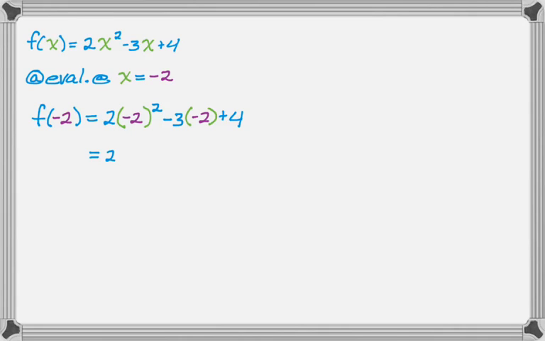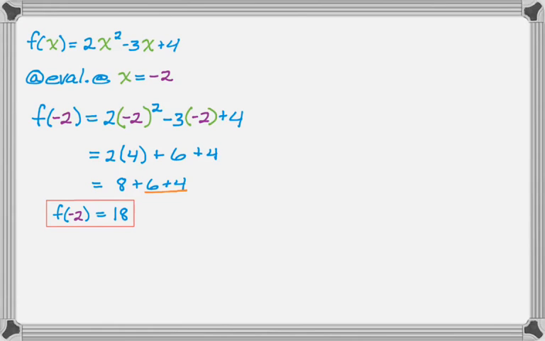So 2 times the quantity negative 2 squared, so that's negative 2 times negative 2, that's going to be positive 4. So 4. A negative times a negative is a positive, so this is plus 6, and then plus 4. The easy way to simplify this is we have 8, a 6, and a 4. 6 and 4 is 10, so it's really just 10 plus 8, so 18. Usually you want to make sure everyone knows exactly what you did. So we evaluate f of negative 2.